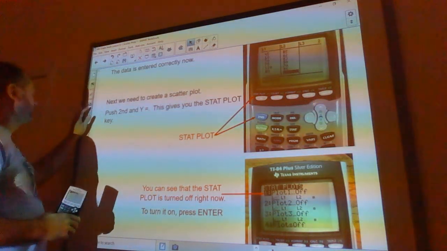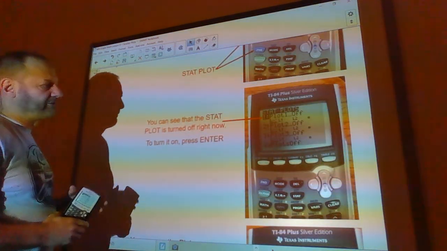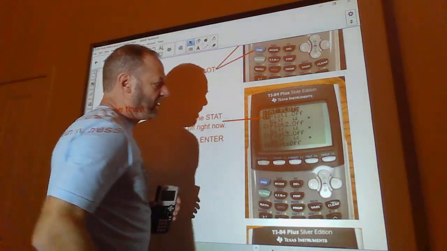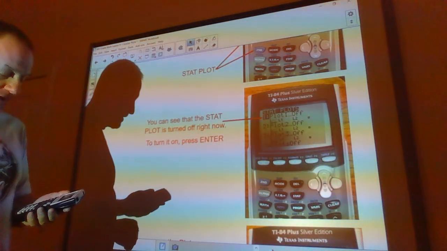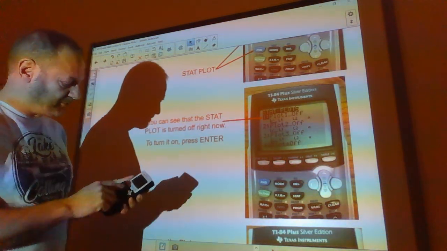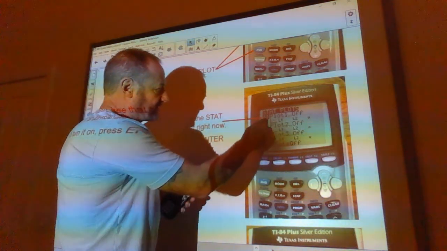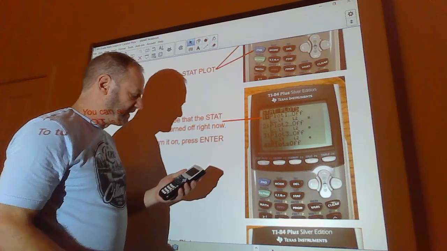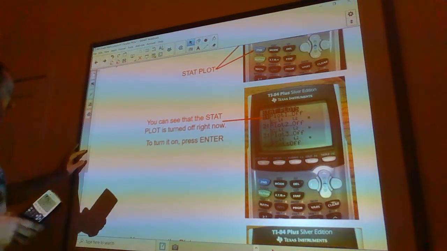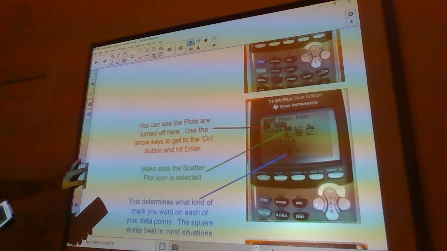And what you'll get is you'll get a screen that looks just like this. Okay? Notice it says plot 1 is off. I need to turn that on. Okay? So what I just do is it should be highlighted right here just like this one is. I'm just going to hit enter. And it's going to take me to a screen. I put that screen down here. Let's see. Yeah, right here.